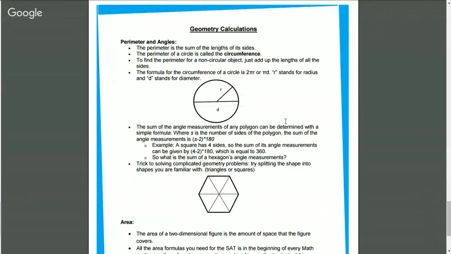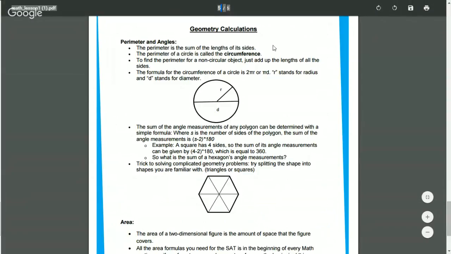All right. So here are some geometric calculations: the perimeter and angles. The perimeter is the sum of the lengths of its sides. The perimeter of a circle is called the circumference. So this is the circumference right here, this whole circle around the outside. To find the perimeter of a non-circular object, just add up the lengths of all the sides. So if it's non-circular, like a hexagram, for example, just add up the side lengths, and it should be fine.